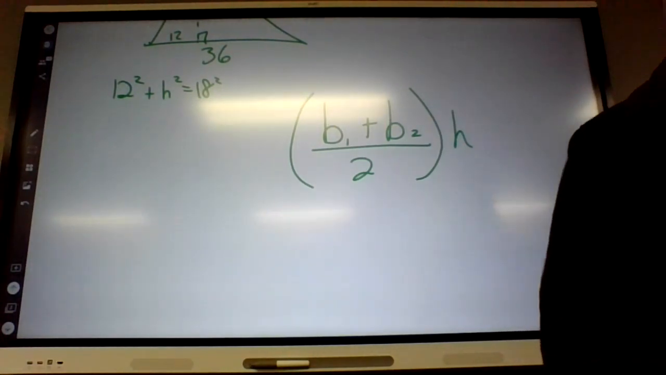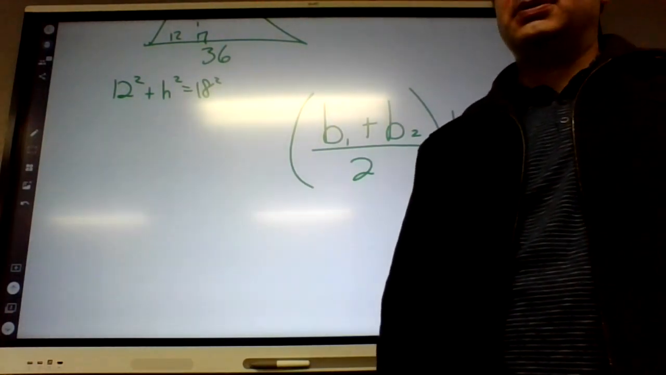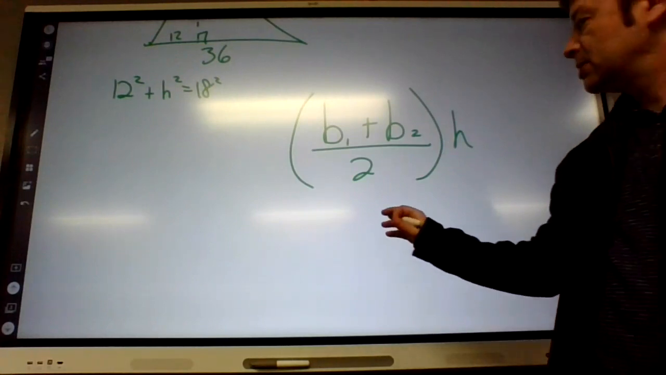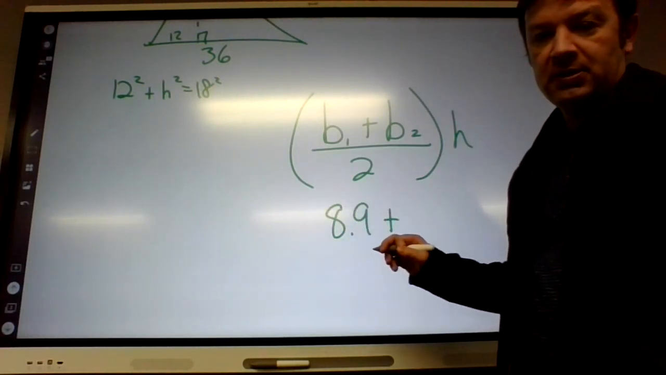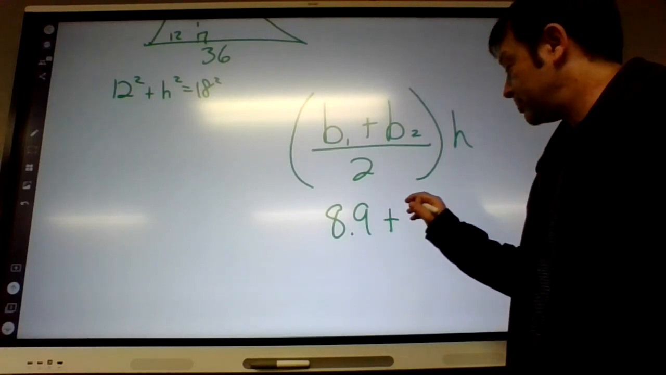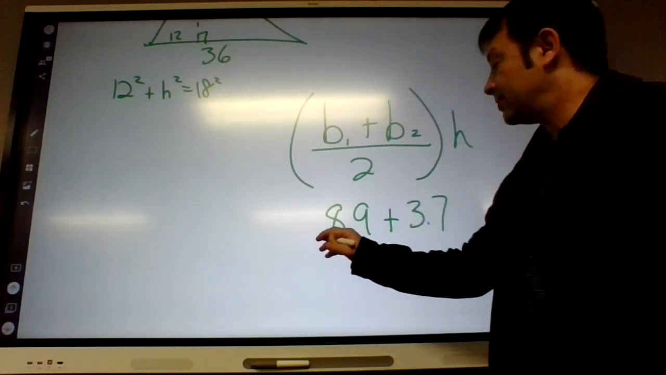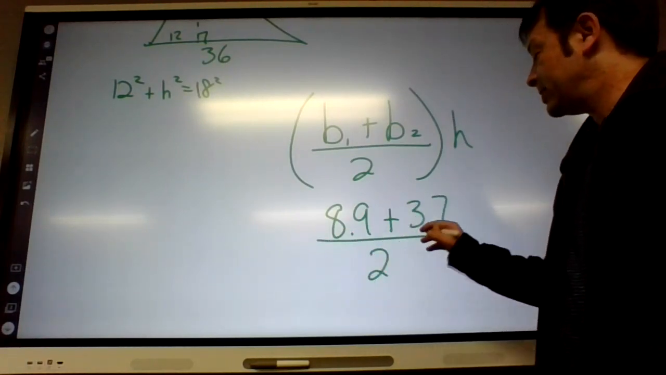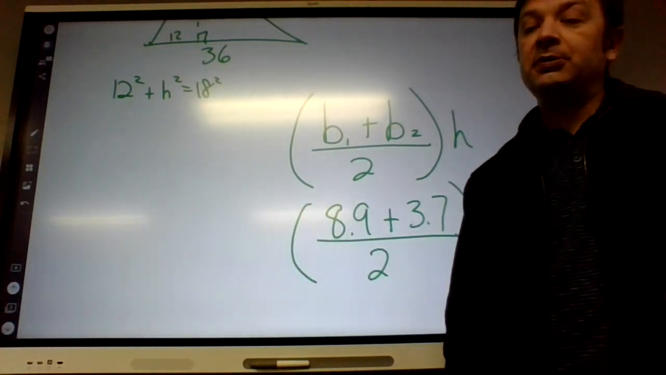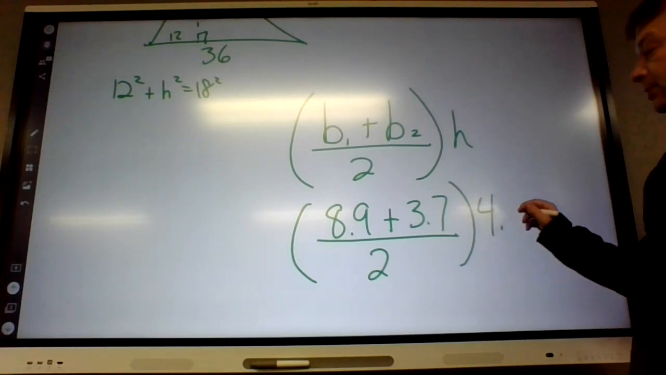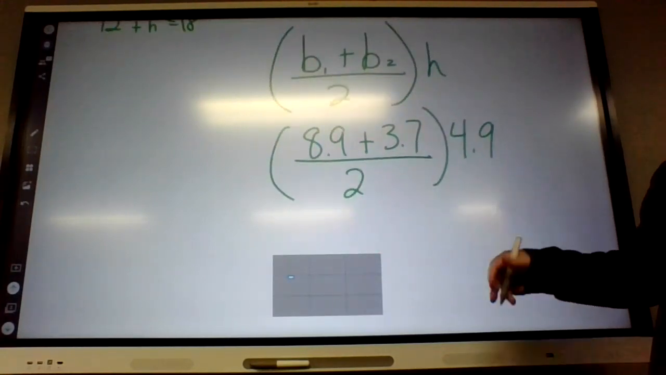What are the bases on number 7? 8.9 and 3.7. Right. The bases are the parallel segments. So we add those together, divide by 2, and then multiply by the height. What's the height of the trapezoid? 4.9. So that's what you plug in.